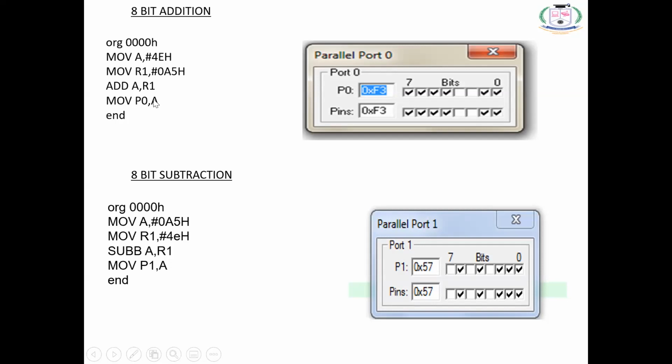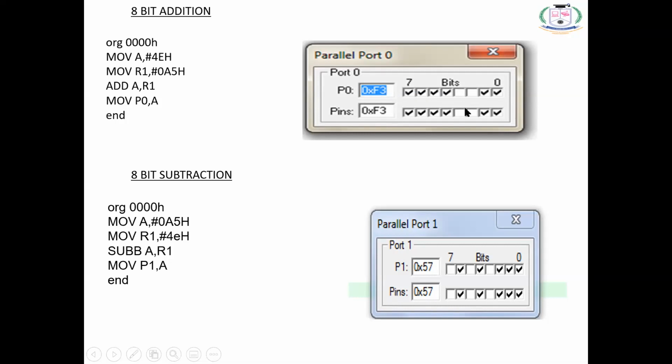So what is my A value? F3. I am moving my A to P0. So in P0, you can see the F3 value. Whenever the bit is 1, it is represented by a tick. I think you have seen what my F value is, ma'am: 1, 1, 1, 1. All 1s. And 3 means 0, 0, 1, 1. So my port 0 value is F3.